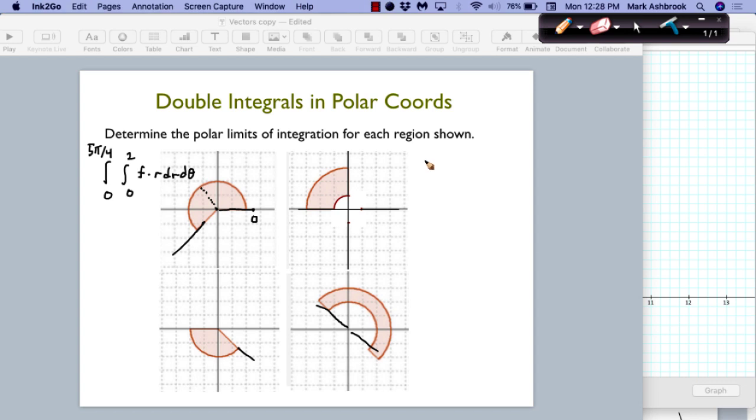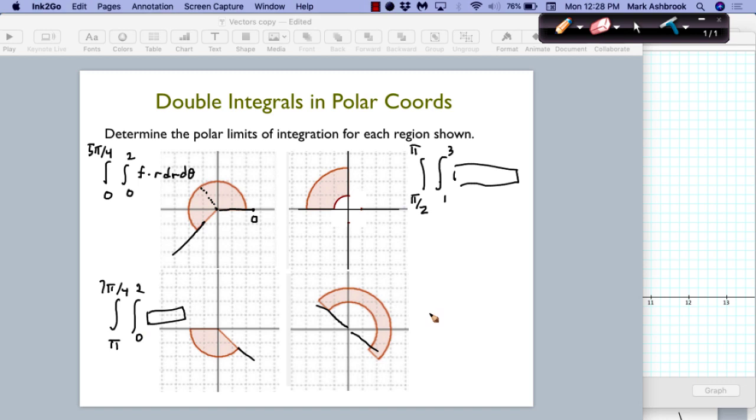So this one, r goes from 1 to 3, then theta from pi over 2 to pi. And then the same thing, f r dr d theta. Okay, this one, r goes from 0 to 2 again. The angle goes from pi to 7 pi over 4. Same thing, f r dr d theta.